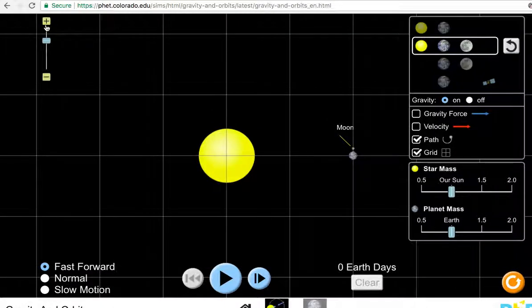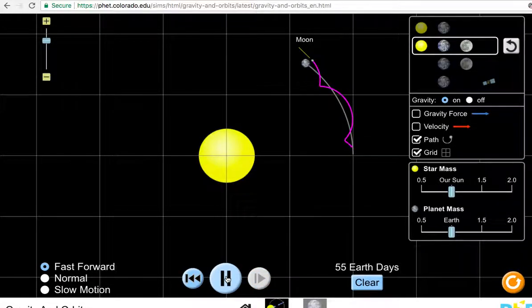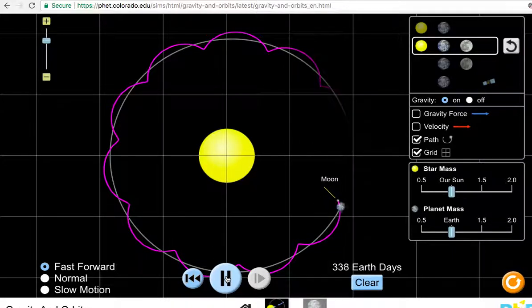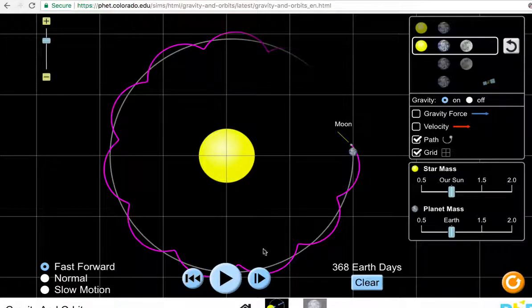So maybe if I zoom in a little bit. So how many times is it located directly above the Earth? So right now, this wouldn't count as 1. This would count as 0. So let's count it out together. 1, 2, 3, 4, 5, 6, 7, 8, 9, 10, 11, 12. So 12 monthly cycles, 12 cycles of the moon orbiting around the Earth.